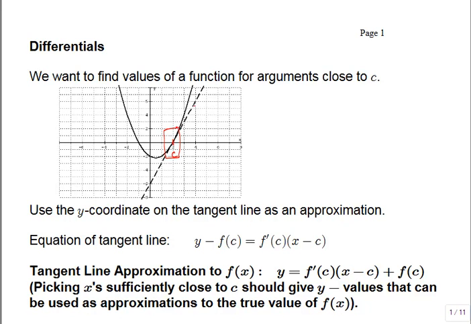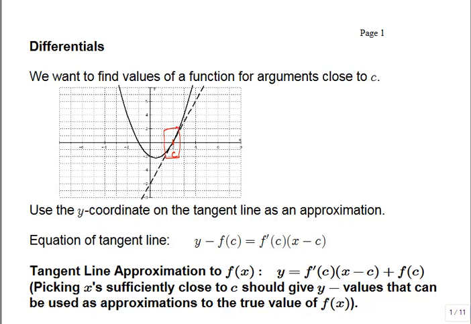Now if we go far away from c, then the two start to separate and that tangent line is no longer a good approximation. But if we're close to c, then the y values on the tangent line itself are going to be very, very close to the y values on the function itself. And it's usually much easier to work with a nice linear function than it is to work with a more complicated curvy function. So this is going to be called a tangent line approximation.